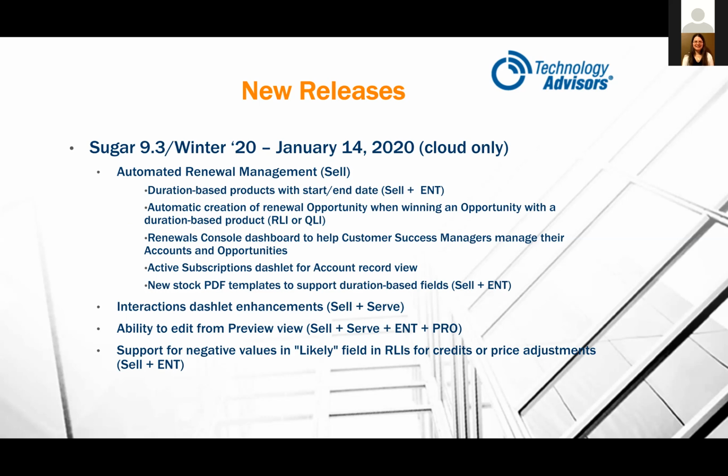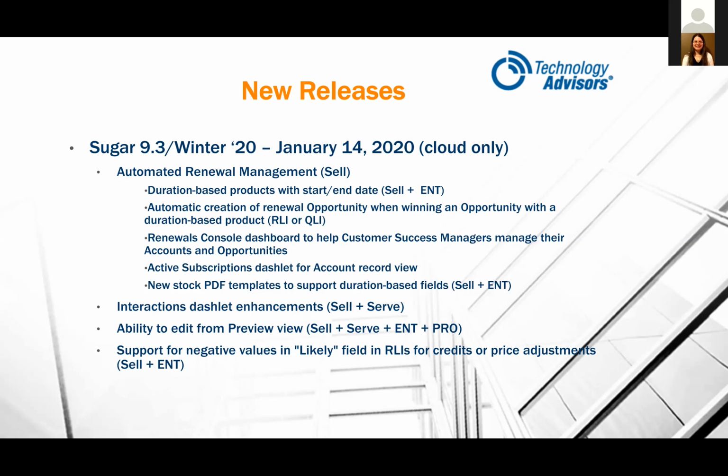One of the big features in the 9.3 release is around automated renewal management. The idea here is that if you have time-based products or time-based services that you sell that have a start date and an end date, we want to make it easier for you to manage those sales. Most of this functionality is only going to be available in Sugar Sell. A few pieces of it are in Enterprise, and I've noted that here on the slide where appropriate.